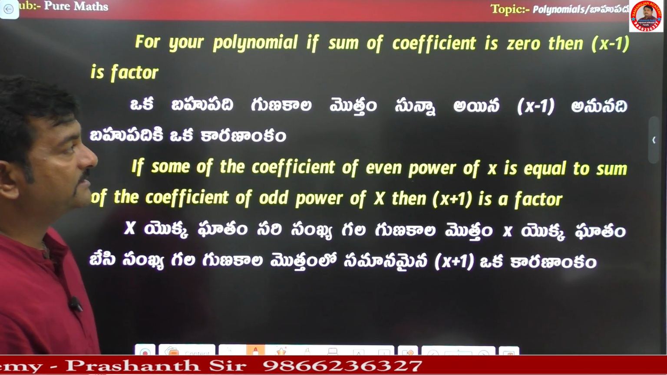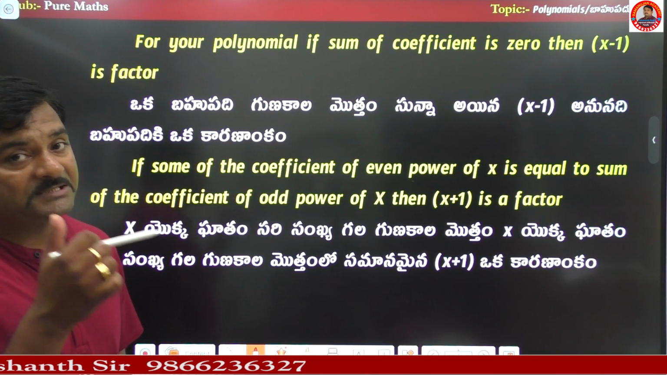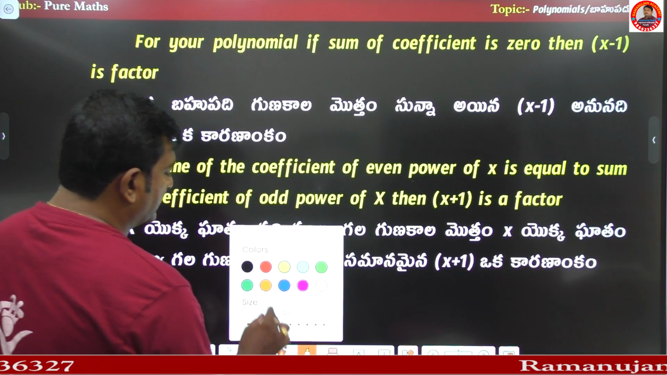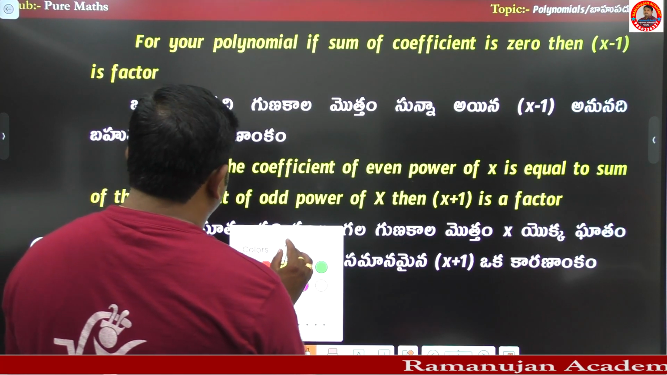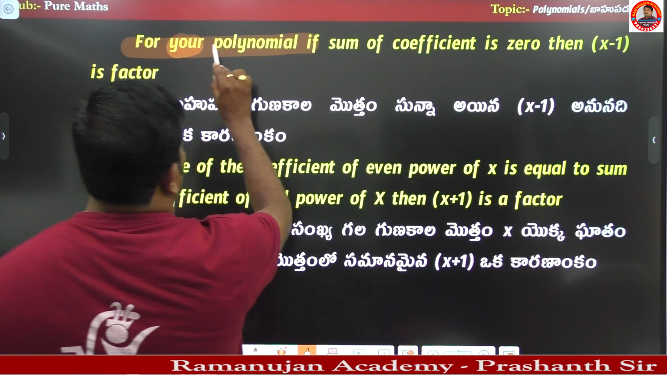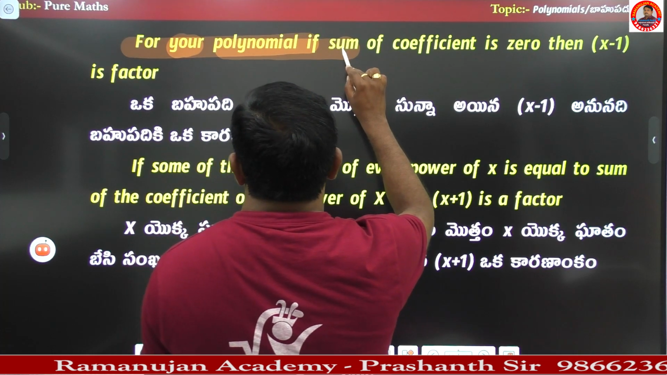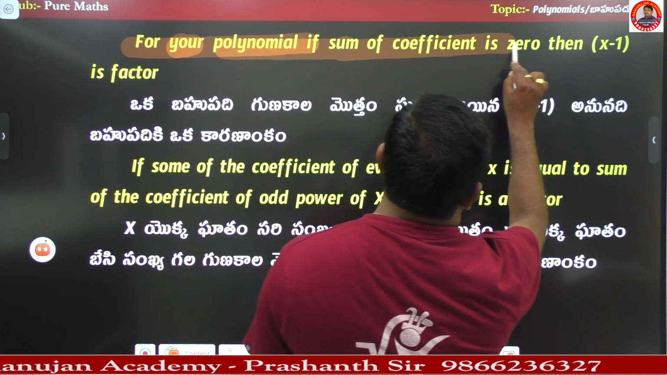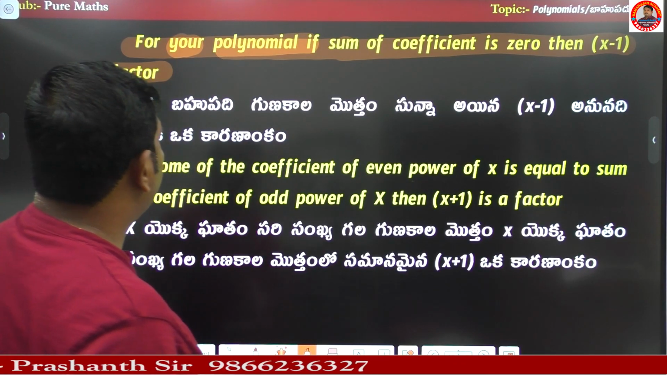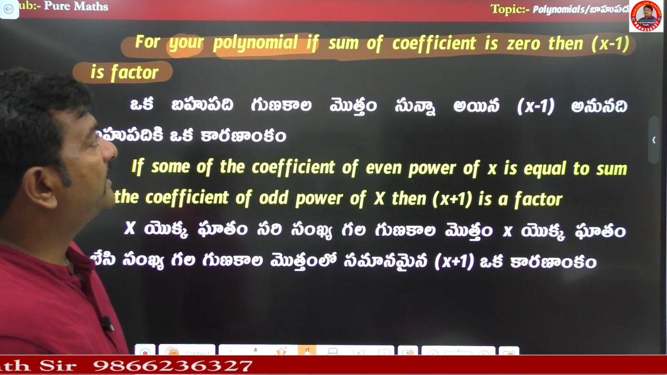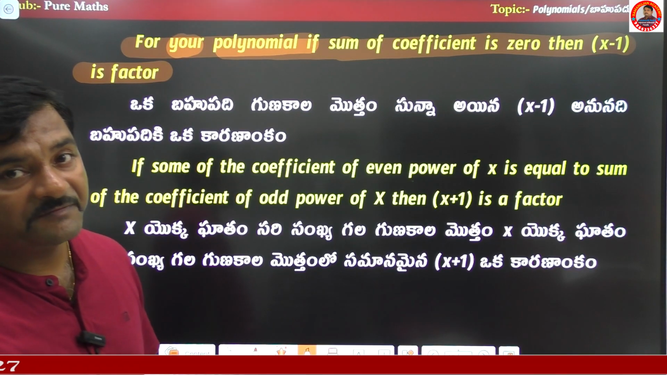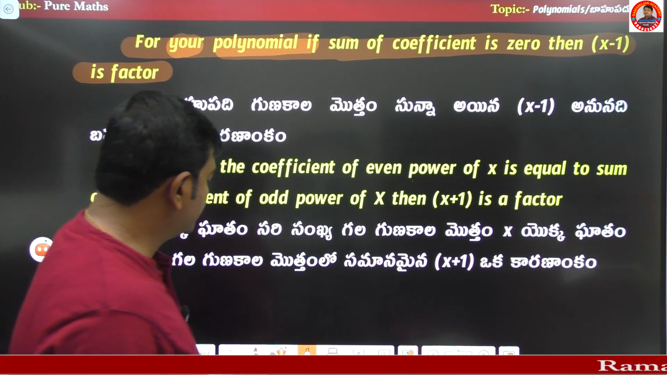And we have two important hints. Just listen here. In order to find the answer somewhat easily, these two statements are useful. What is the first statement? For a polynomial, if the sum of the coefficients is 0, then x minus 1 is a factor. I hope you understood. In a polynomial, if the sum of coefficients is 0, then x minus 1 is a factor.